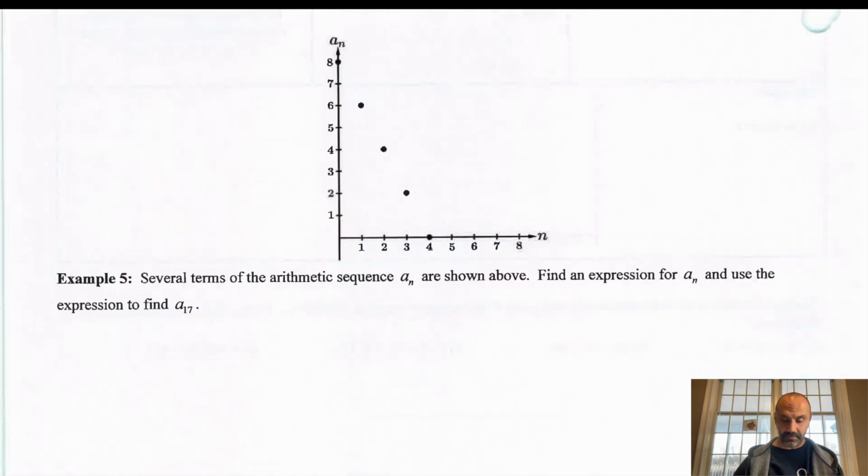In example 5, we're given some terms of a sequence in a graph, and they want us to find the expression for A sub n and then to find A17. All right, well, just by looking at this, we can see that A sub 0 is 8. Right? And we can see that the common difference here, it's going down every time, right? I mean, you can think of it in terms of slope. It's going over 1 and down 2. So the difference is going to be -2.